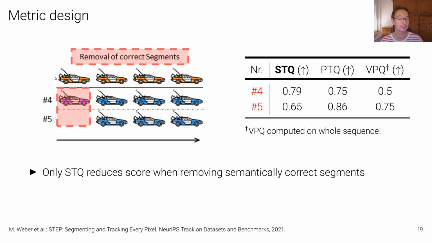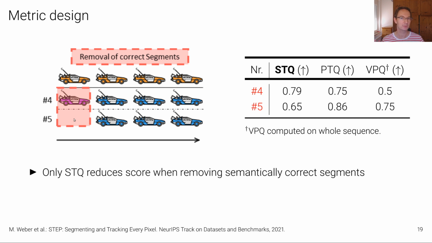Here's another example where the ground truth is a single track, and then there is one track where we have tracked this sequence for 3 frames, but then have created another object here, and then there is one where we have tracked it only for 3 frames, but haven't even detected that. And in this case, of all of these metrics, only STQ reduces the score when removing the semantically correct segment. So when going from 4 to 5, the score gets reduced. In contrast, in the other cases, the score gets increased, as you can see here.